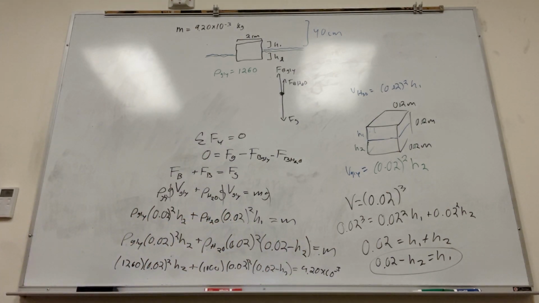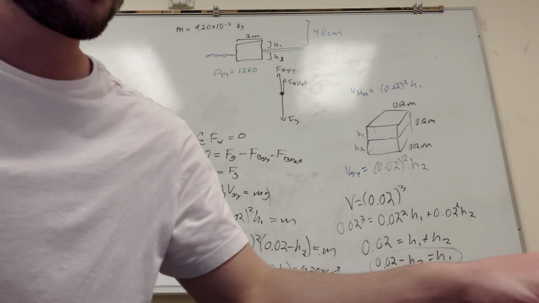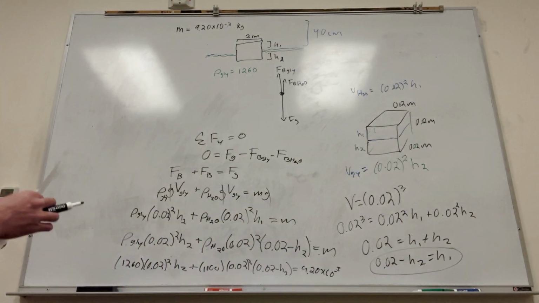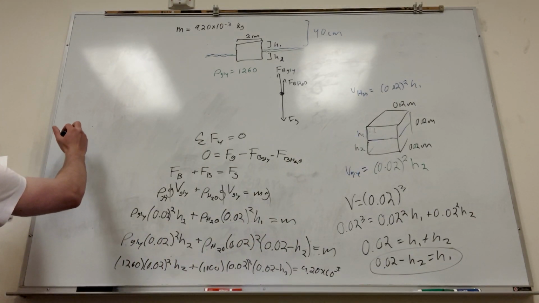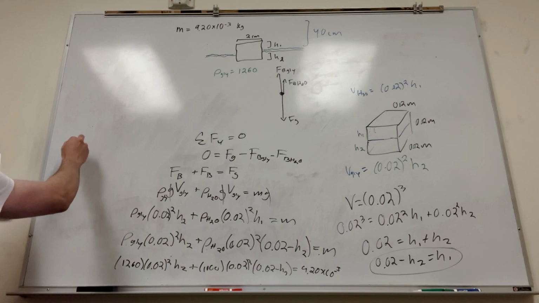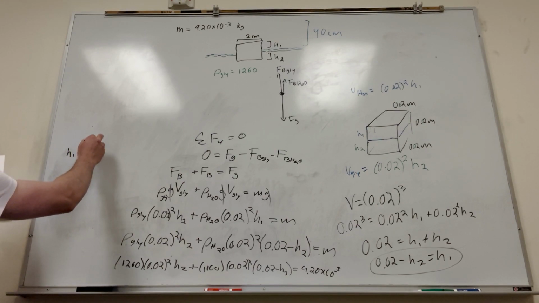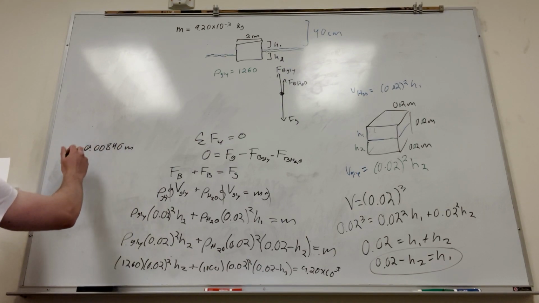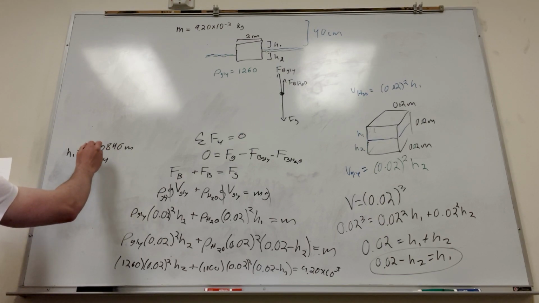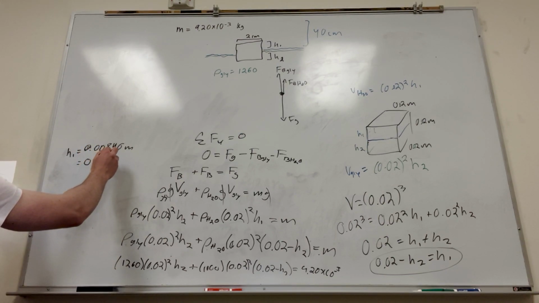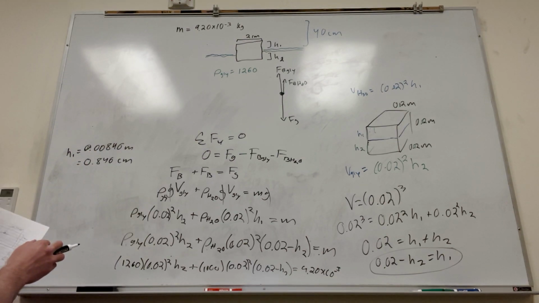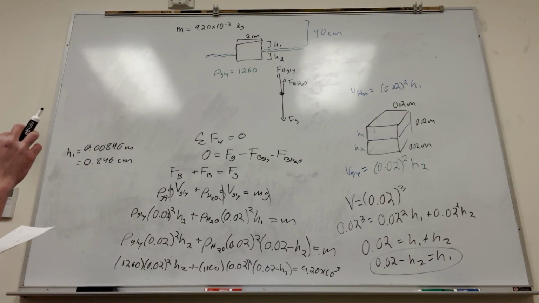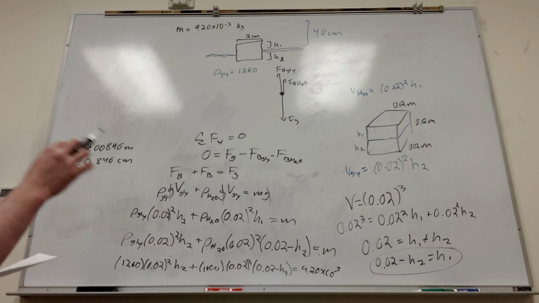And if you solve this for h2, which is what you need to do, you're going to get that height 2 is equal to 0.00846 meters, or if you want that more logically, 0.8446 centimeters, which makes sense. If it's 2 centimeters, that means that a little bit less than half of it is in the water section.